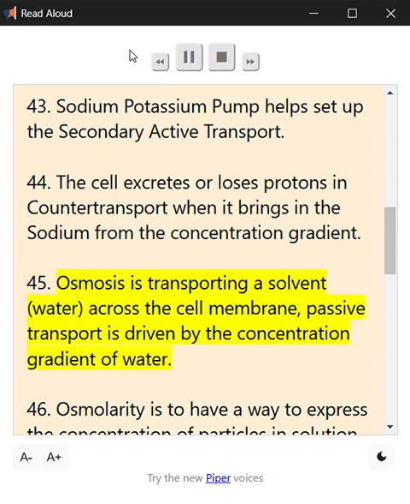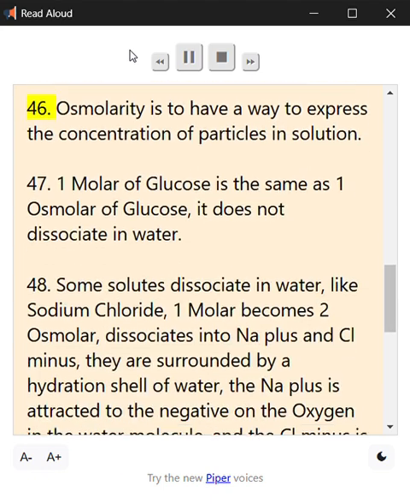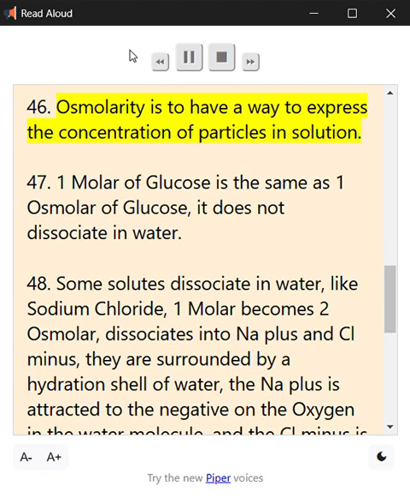45. Osmosis is transporting a solvent, water, across the cell membrane. Passive transport is driven by the concentration gradient of water. 46. Osmolarity is a way to express the concentration of particles in solution. 47. 1 molar of glucose is the same as 1 osmolar of glucose. It does not dissociate in water.